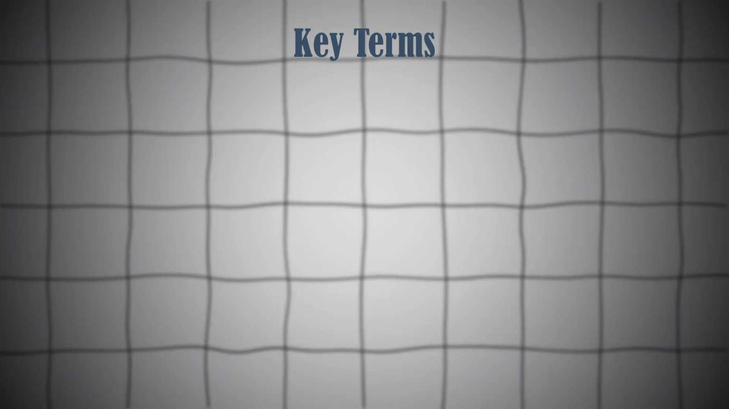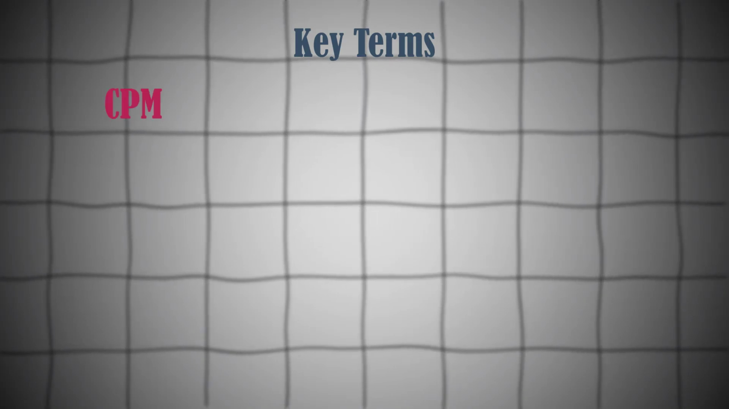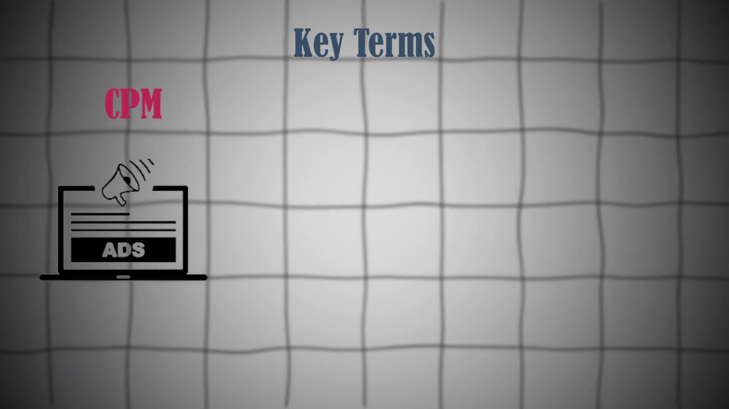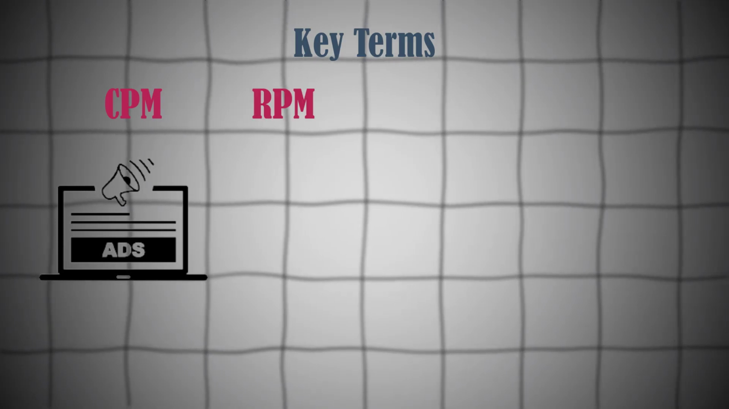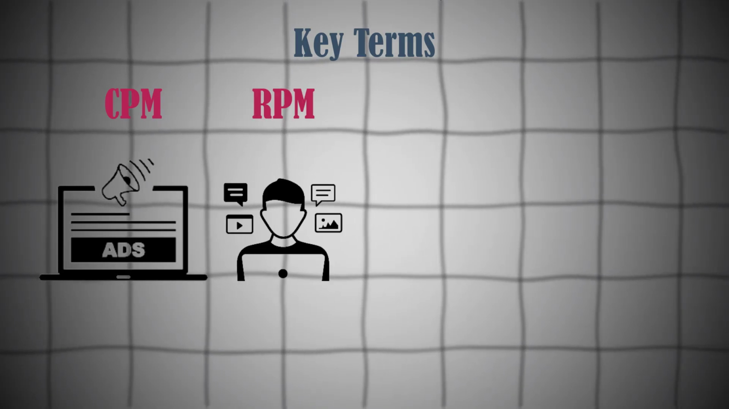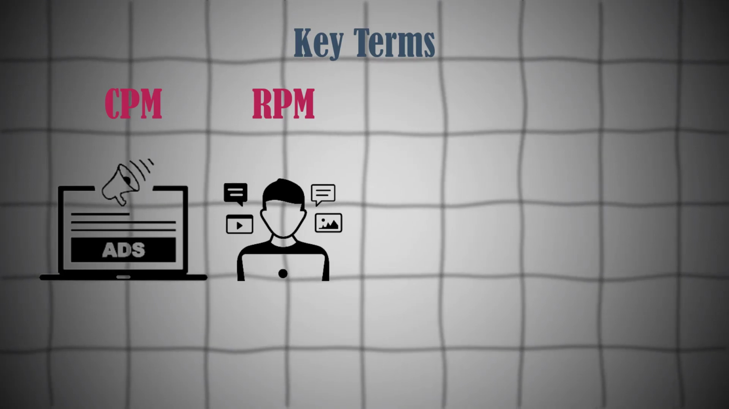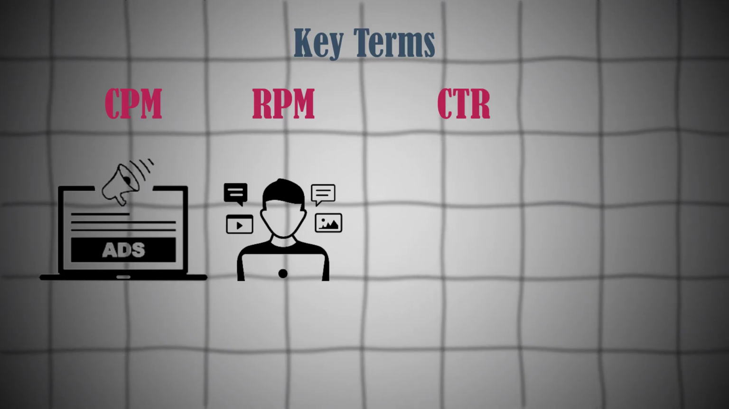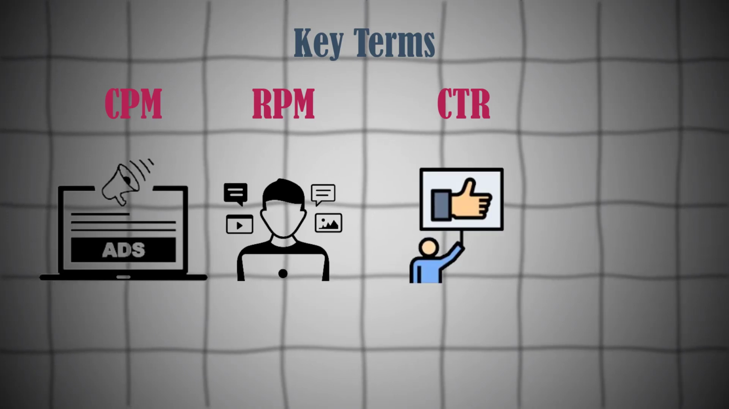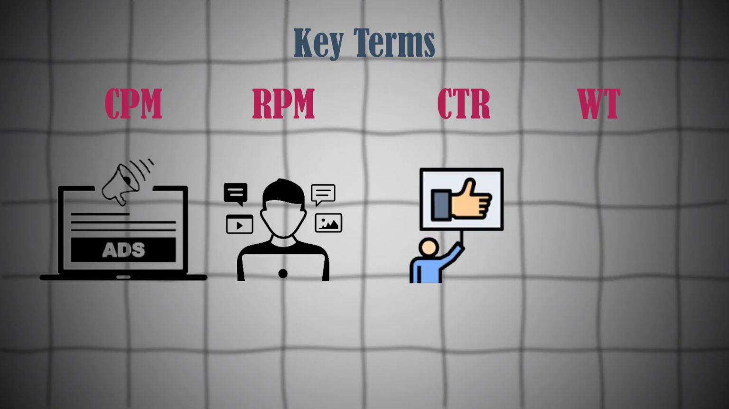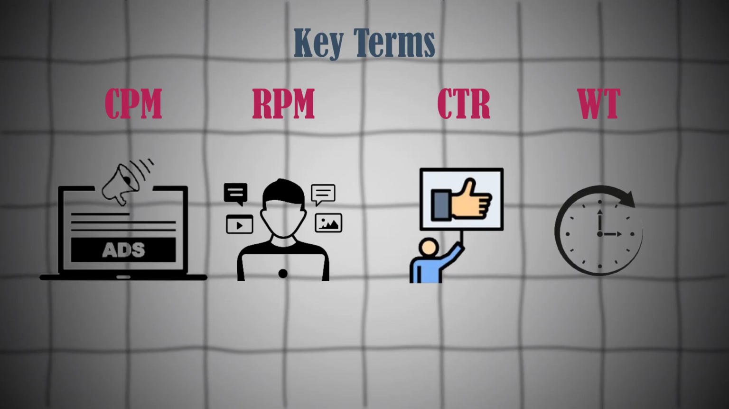Key terms. CPM, cost per thousand: advertisers' payment for ads on your videos. RPM, revenue per mille: the amount video creators are paid for ad views, after YouTube's cut. Click-through rate, CTR, influences YouTube's video recommendation system. Watch time reflects how long people watch your videos, affecting visibility.